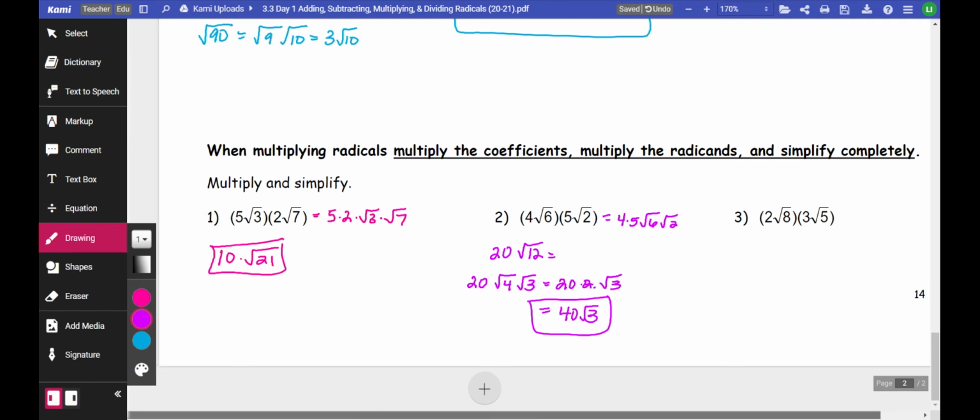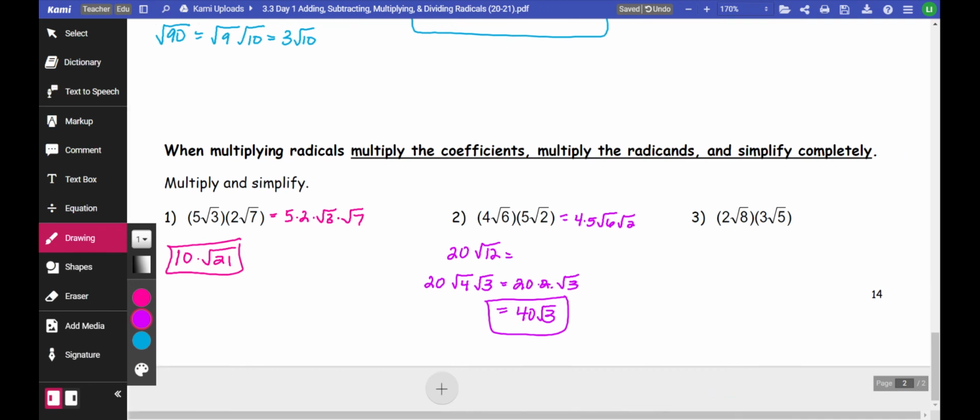All right, and last but not least, in question number 3, 2 root 8 times 3 root 5. So we rewrite it, 2 times 3 times the square root of 8 times the square root of 5. I get 6 times the square root of 40. Well, I know 40 simplifies because it's got 4 times 10. Square root of 4 is 2. I get 12 square root of 10.